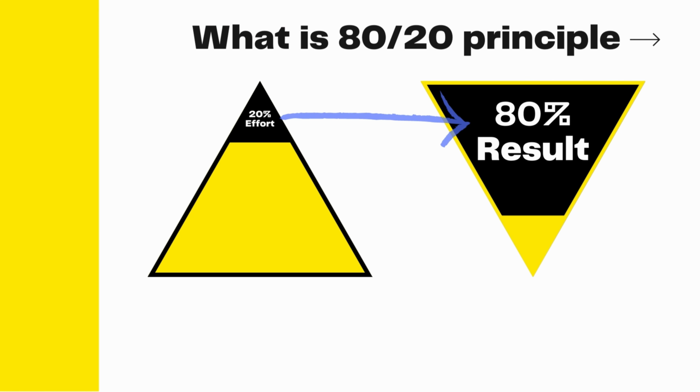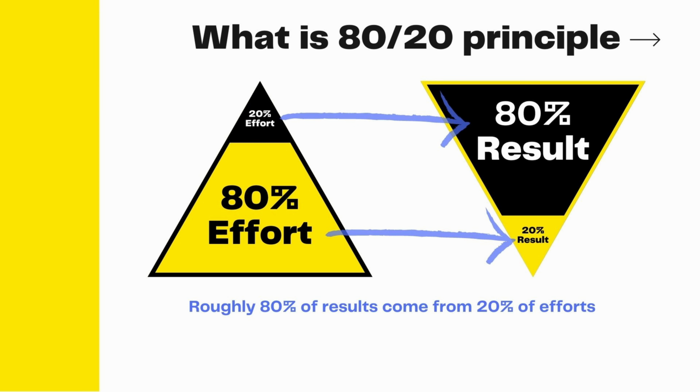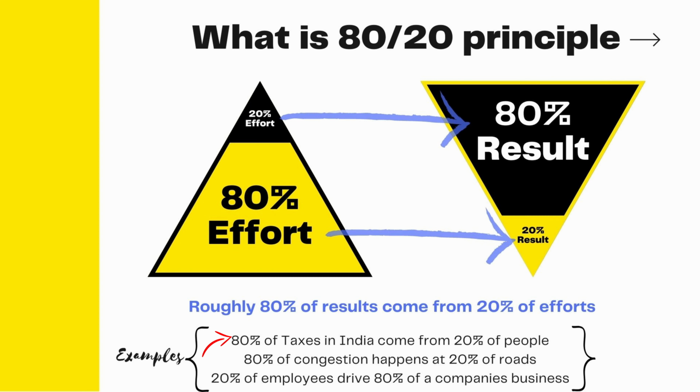Now, what is the 80-20 principle? The 80-20 principle states that roughly 80% of the results come from 20% of efforts. And to achieve the rest 20% of results, you have to put in 80% of efforts. This principle does not apply to every single thing in this universe, but is definitely relevant to a few things. Let's talk about a few examples and the scenarios where this applies.